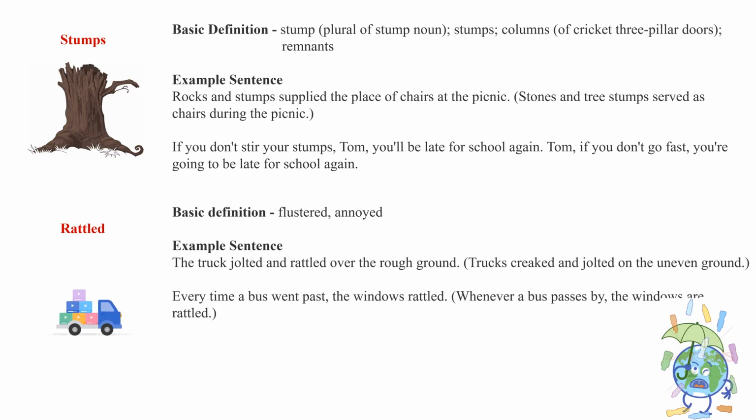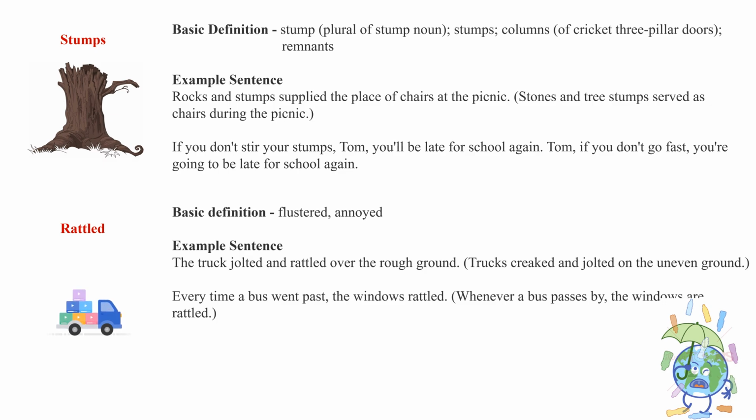The next word is stump. It is a noun. Stump, stumps, singular and plural of the noun stump. The basic definition of stump is remnants. Remnants means the leftover of a half broken thing. It can be a tree, a broken pillar, a half cut rock, or a small piece of a big stone where one can sit. Example sentence: rocks and stumps supplied the place of chairs at the picnic. It means stones and tree stumps served as chairs during the picnic.